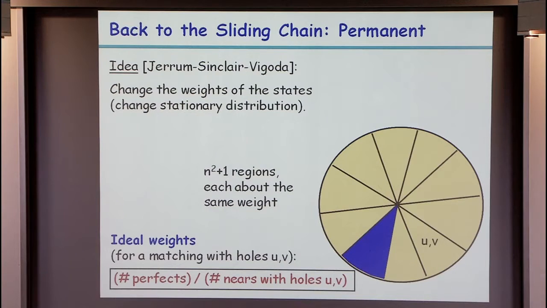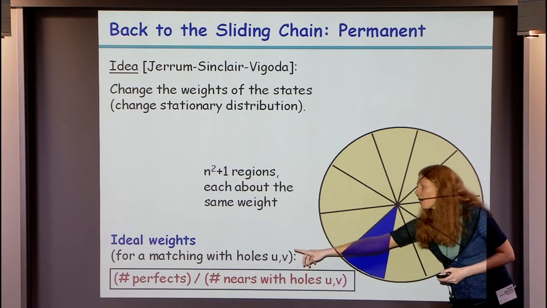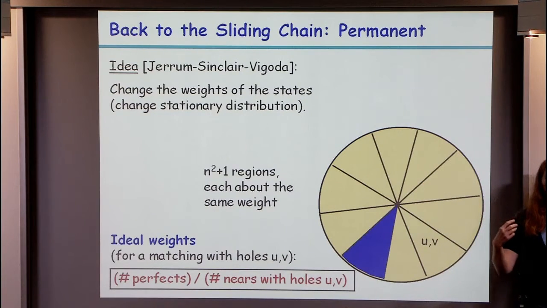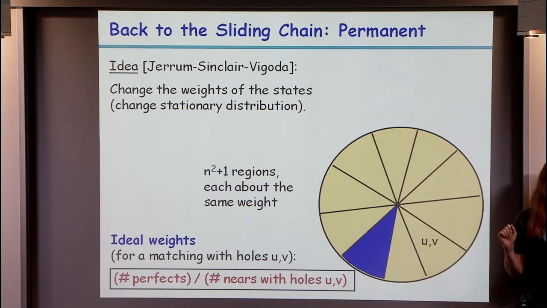Okay, so what I want is, before, every matching had a uniform stationary distribution. Now I want to adjust the proportion for a near matching. If I have a near matching with holes at U and V, I want to adjust the stationary probability by the weight of the number of perfect matchings over the number of near matchings. And if we now think about the calculation, it would have changed the picture this way.